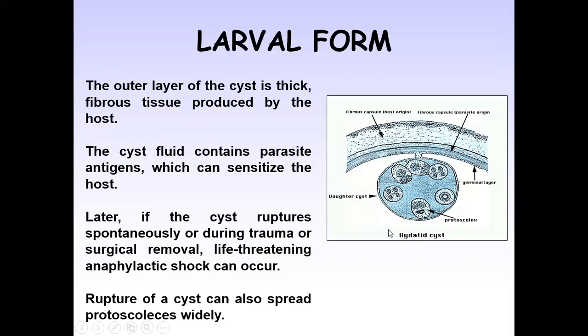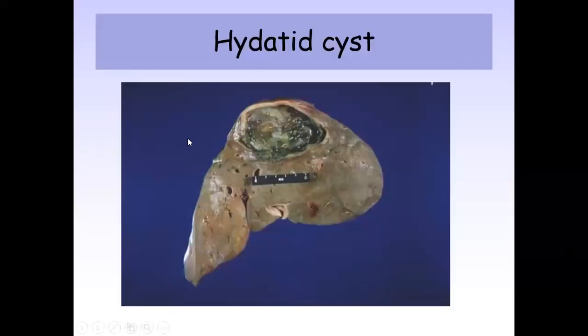This hydatid cyst is going to contain a large number of antigens which can sensitize the host. That is why during removal, we say that if these antigens leak into the peritoneal tissue, they can cause anaphylactic shock. This shock can also occur after spontaneous rupture of the cyst or during trauma to that area. And once the cyst ruptures, the protoscolices can spread throughout the body. This is the gross picture of the liver showing you the hydatid cyst.